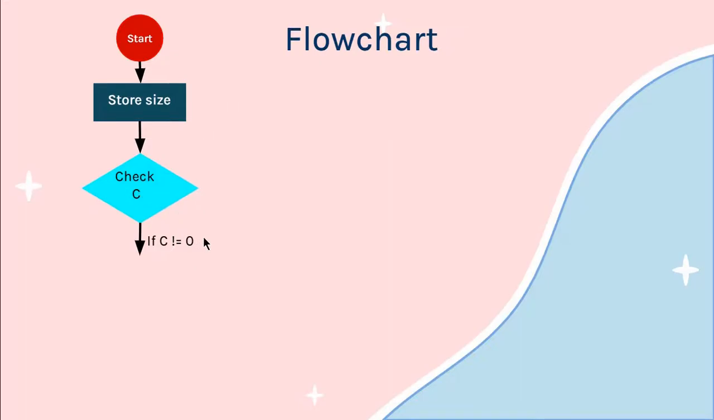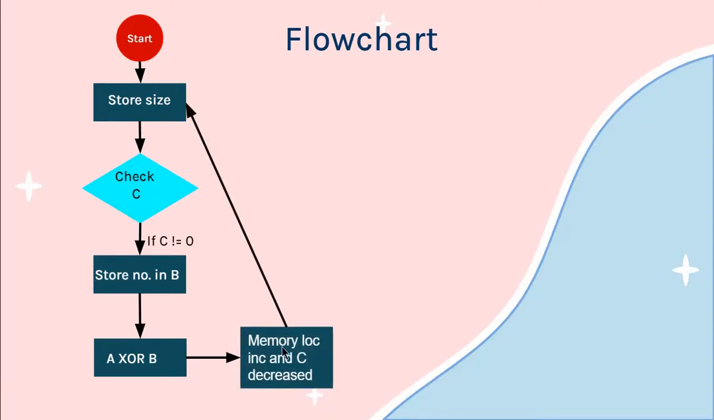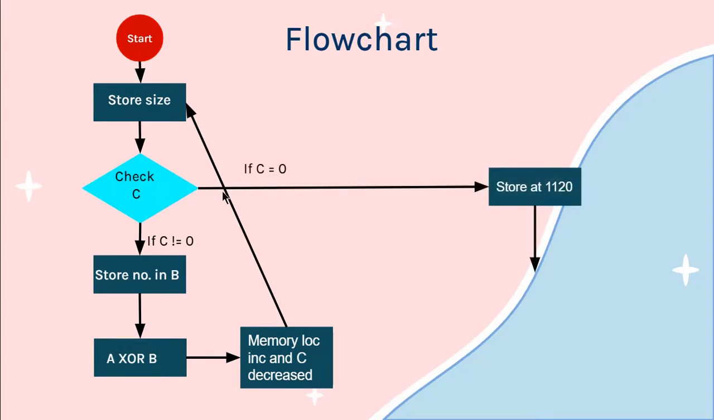If C is not equal to 0, meaning elements are still remaining, then we proceed and store the current element in register B, and then we do A XOR B. A will be storing the previous XOR result of all the elements, and after A XOR B, we will increase the memory location and the counter will be decreased. But if the counter becomes 0, then we will store the result at the 1120 memory location and end the program.